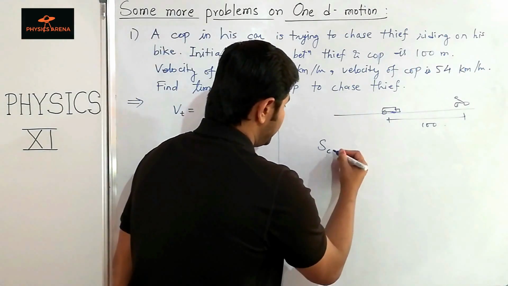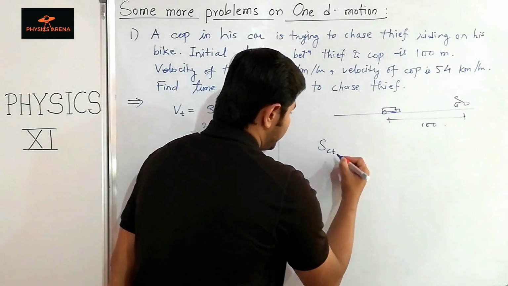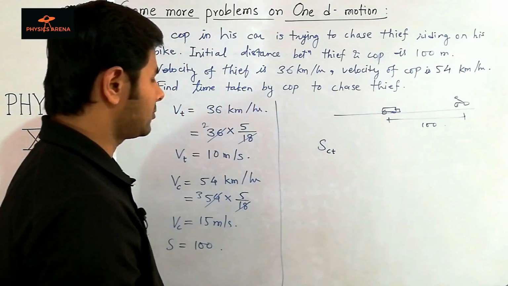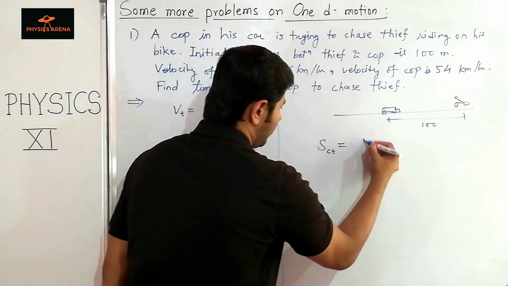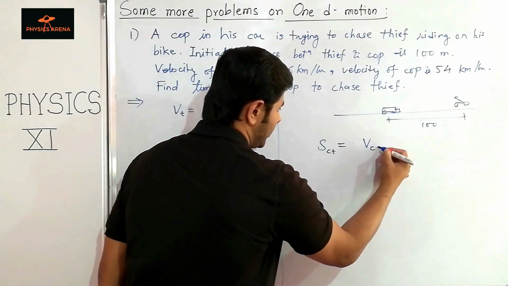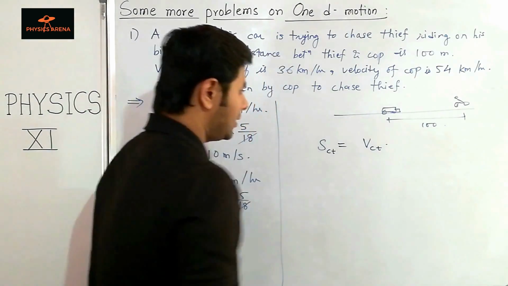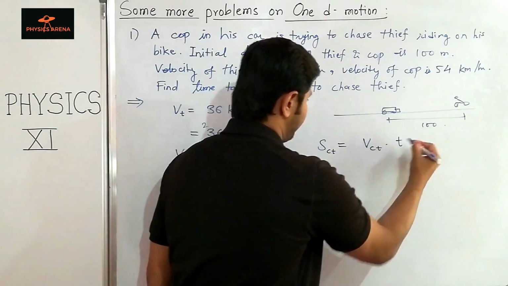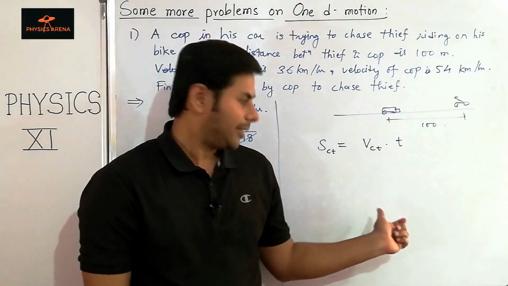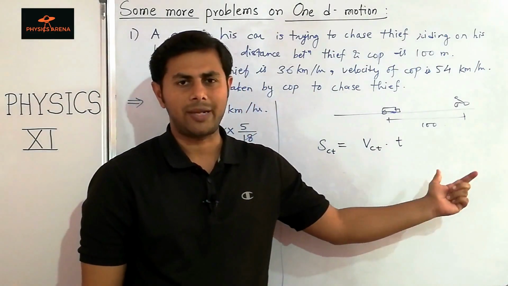So S CT should be equal to velocity of cop with respect to thief, the relative velocity, multiplied by time. Relative displacement is relative velocity multiplied by time.